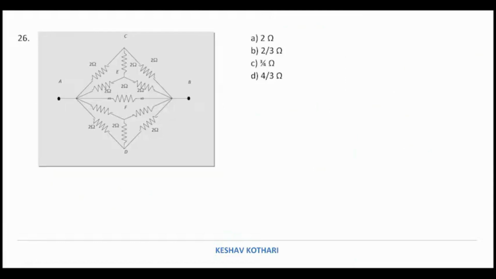So in this problem, all the resistances are equal to 2 ohm and we are asked to calculate the effective value of resistance. So in this circuit, we again talk about symmetry. Whenever we say that a circuit is symmetrical, we mean to say that all the nodes which are perpendicular to the symmetrical nodes are equipotential. So I can say that C and E will be equipotential.